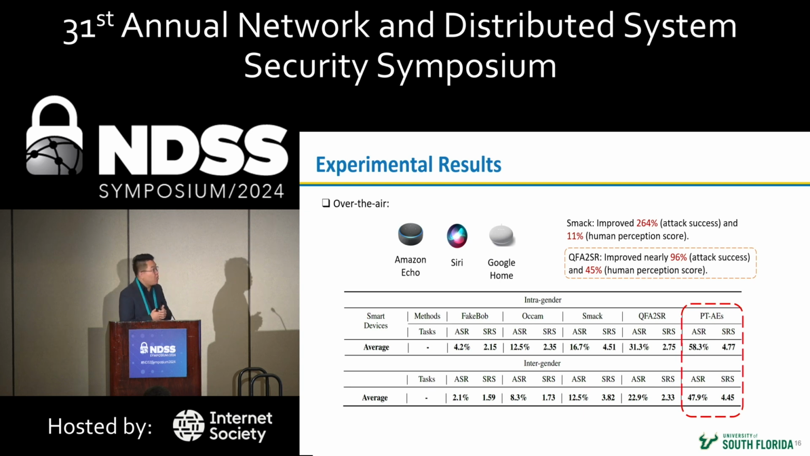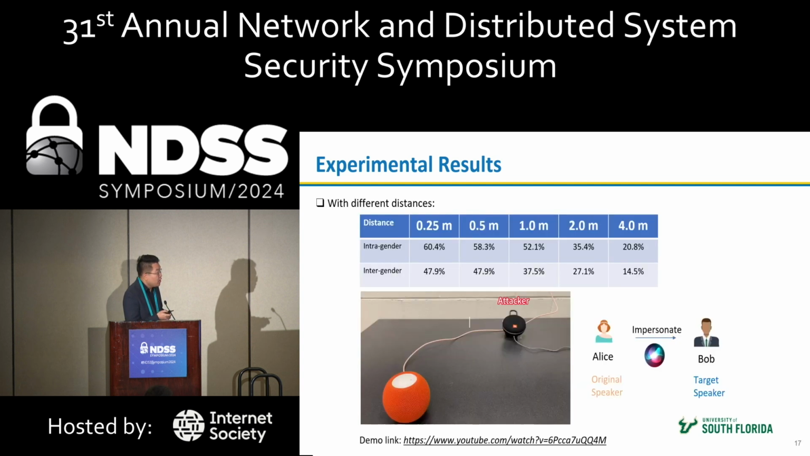So here is our experiment result. Compared with the recent query-free speaker recognition attack, we can see that our parrot training improved the attack success rate by nearly 96% and the human perception score by 45%. And we also evaluate our parrot training AEs at different distances. We can see that in the most strict intergender scenario, our attack can still achieve nearly 38% attack success rate.